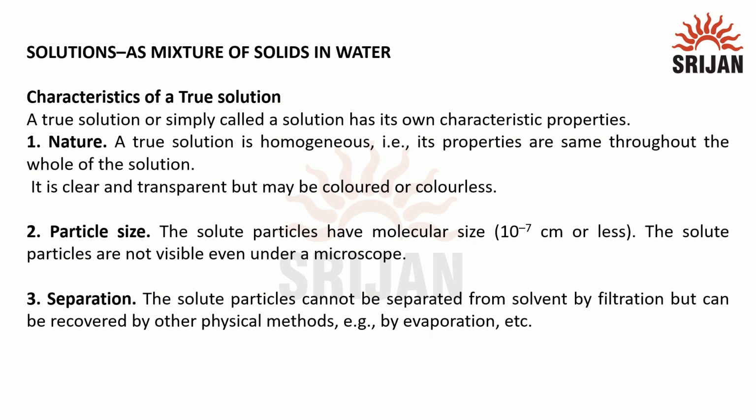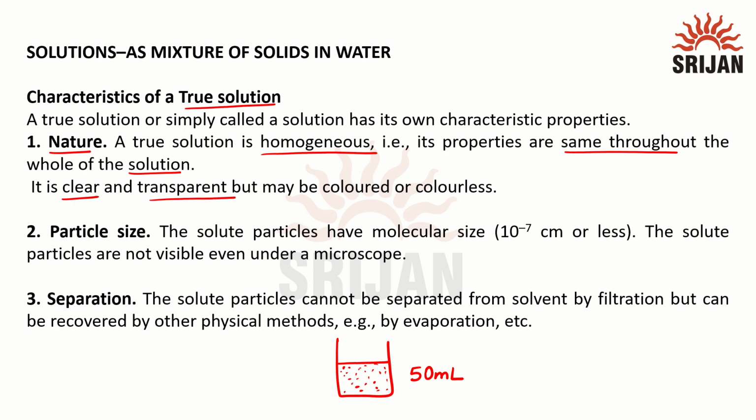Now we have the characteristics of a true solution, to differentiate it. One is the nature. A true solution is always homogeneous, that is, its properties are the same throughout the whole of the solution. If I take 50 ml of water and dissolve 5 grams of salt, throughout the solution the salt concentration will be equalized as time passes, and it is clear and transparent but may or may not be colored.